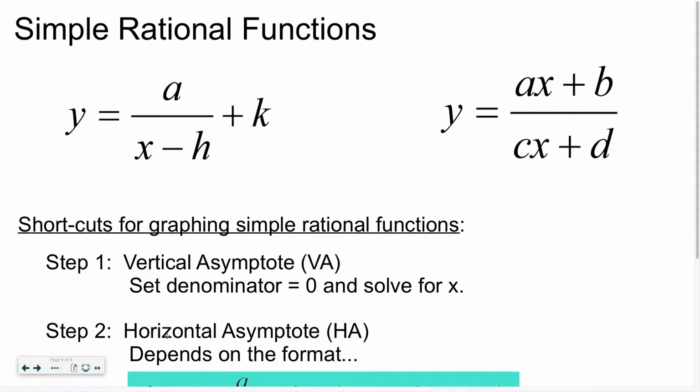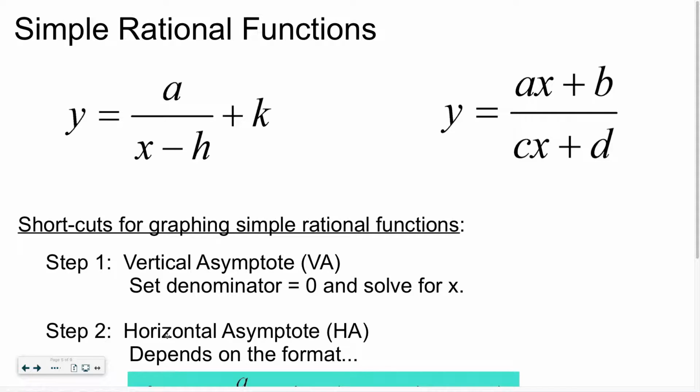One form has your old friends A, H, and K in it. So we could call that like a transformational form, and we could graph it by transformations. Like A is vertical stretch, H moves right or left, K moves up or down.